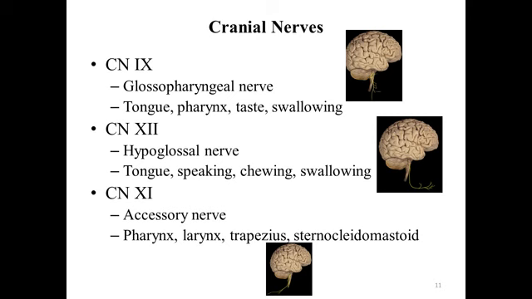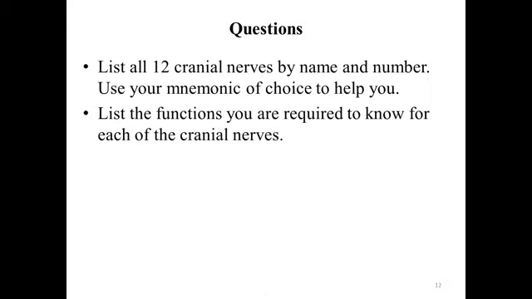Cranial nerve 11 is the accessory nerve. It innervates the pharynx and larynx, which is the voice box, as well as the sternocleidomastoid and trapezius muscles. This nerve is tested by having you shrug your shoulders and turn your head to the side. Now you have covered all 12 cranial nerves. Review and test yourself. Remember to push pause and make your brain work.